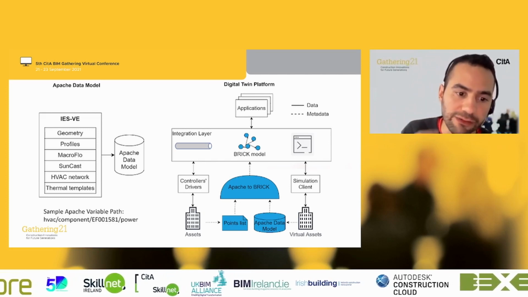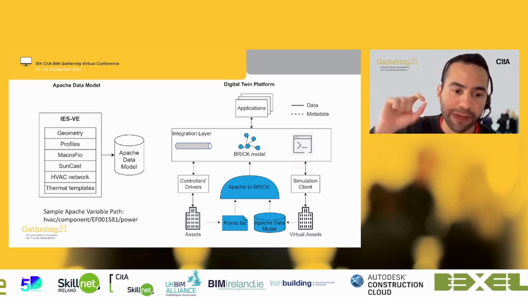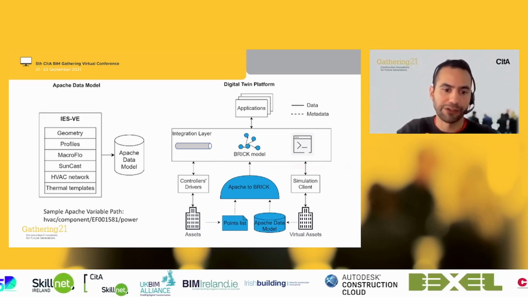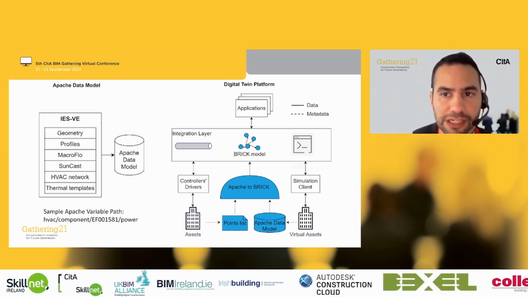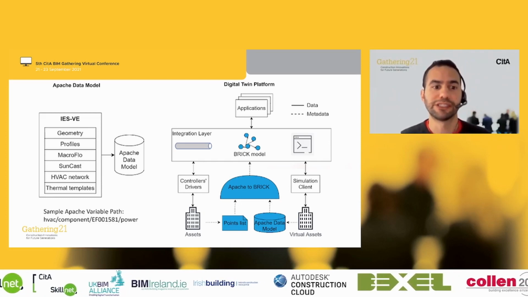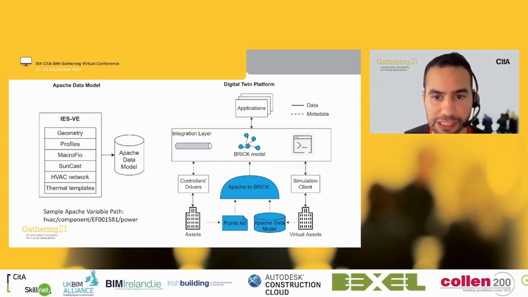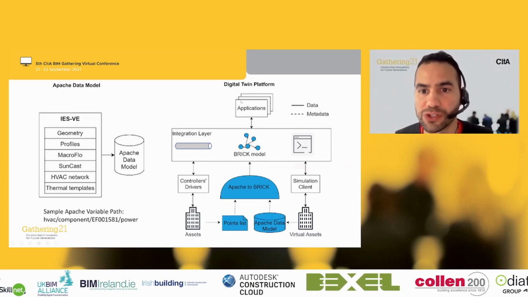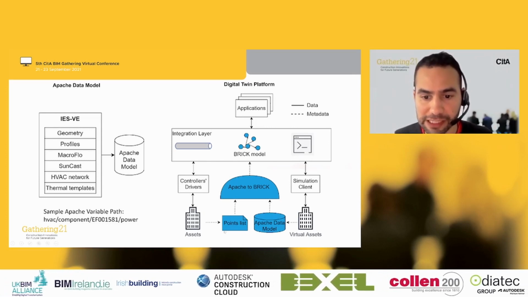Not only that, we have the Apache variable path, which is basically a unique variable path, similar to what you will see in things like MQTT or unique identifiers, to access any of the variables in the model, both read and write. That means we have around 1,200 different variables that can be accessed at any moment during the simulation time. So the idea here, or what we did, is to create this digital twin platform where we have the real building.